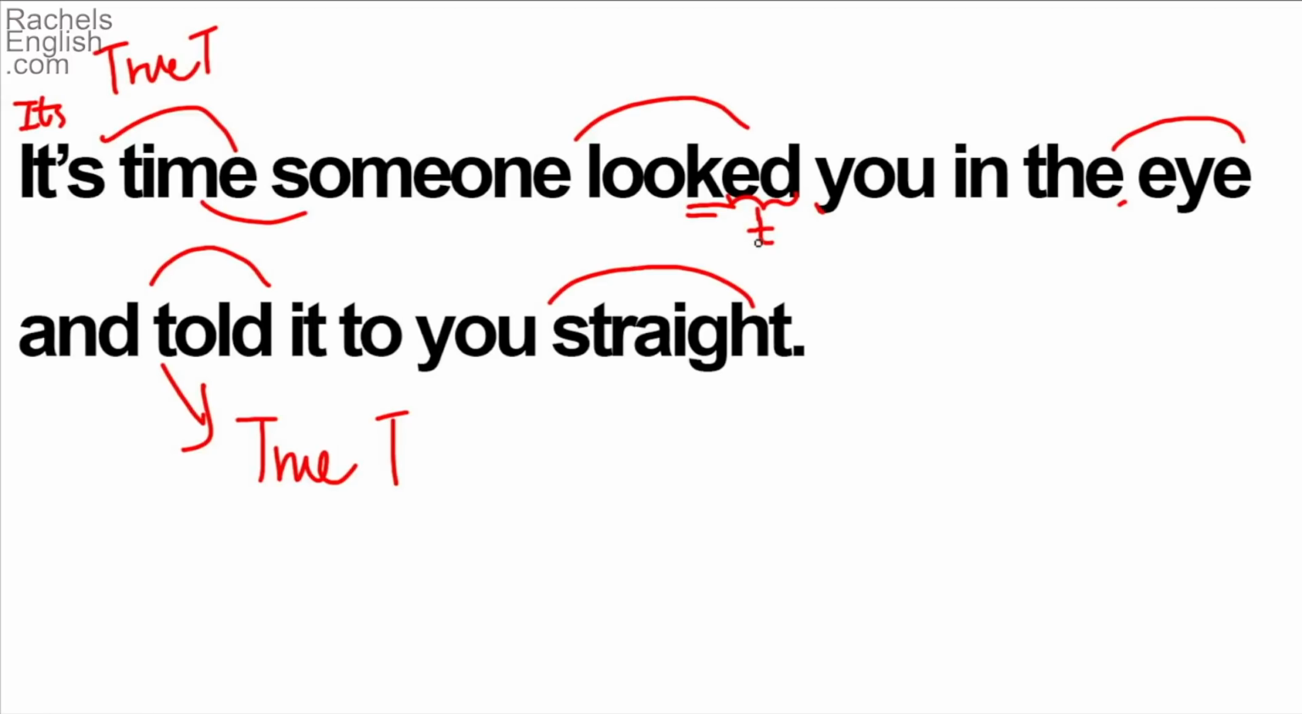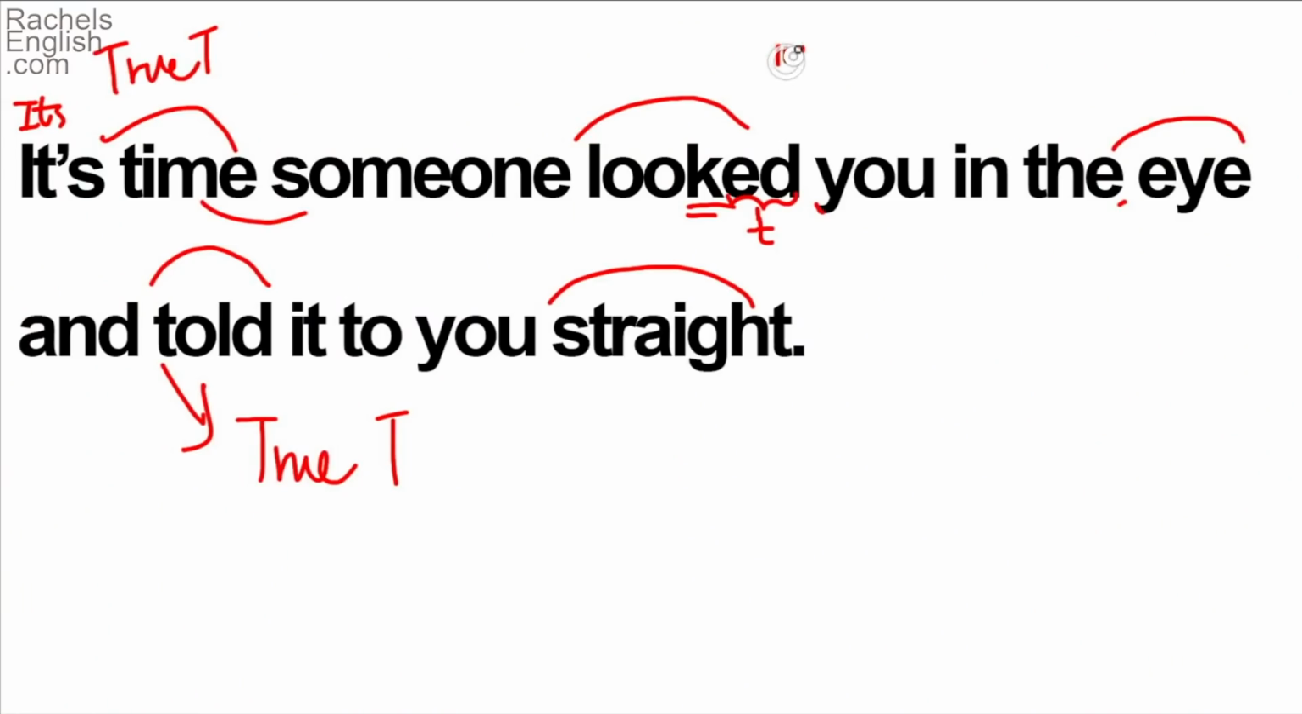But that's not what I hear. What do you hear? Looked you. I hear a CH. So when a word ends in T and the next word is you or your, that T can get changed into a CH. Like in the phrase, that's what you said. That's what you said. What you.